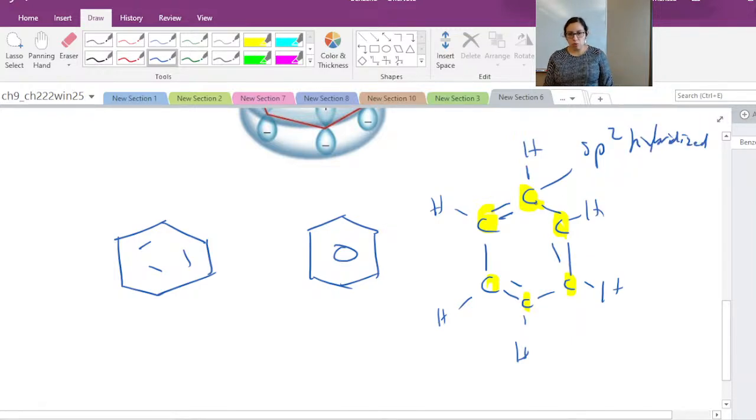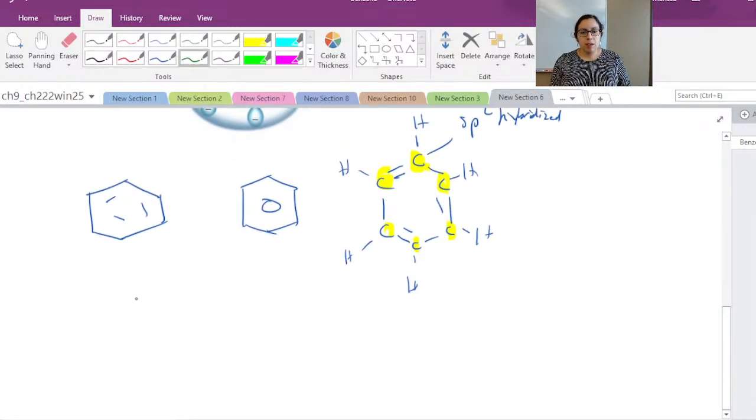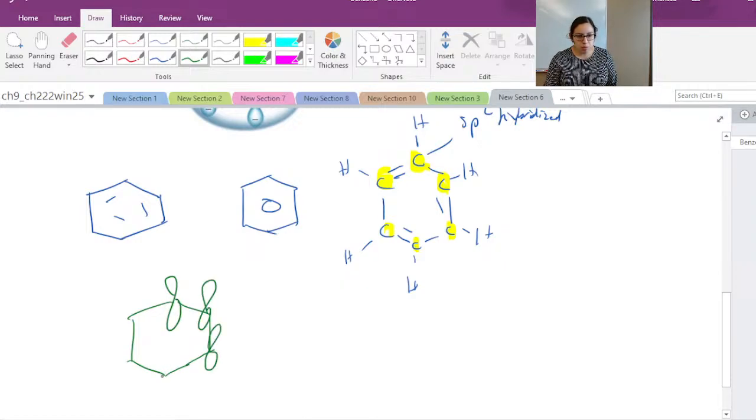But then that leaves us, we'll call it py. And so now I'll draw what we're essentially looking at. And so what we're looking at is, again, our pi delocalized system. And they will be delocalized when they're all in phase. And so this is the in-phase combination. Again, this is mathematically speaking with symmetry and no nodes.